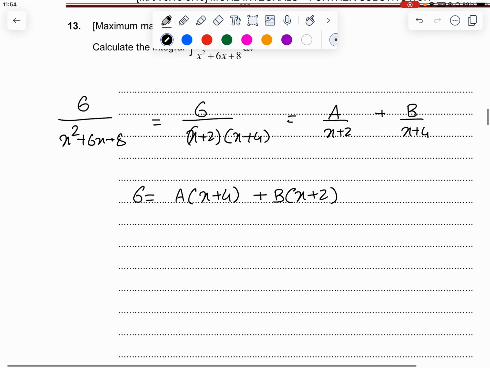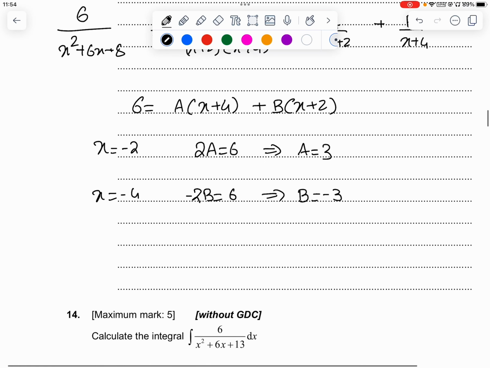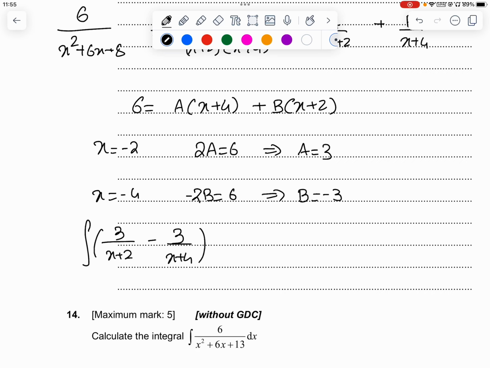Plugging in x equals negative 2, we get 2a equals 6, which gives me a equals 3. Then x equals negative 4, negative 2b equals 6, which gives me b equals negative 3. So what will the integral become? Now the integral becomes 3 upon x plus 2 minus 3 upon x plus 4 dx. So it becomes 3 ln of (x plus 2) minus 3 ln of (x plus 4) plus c.